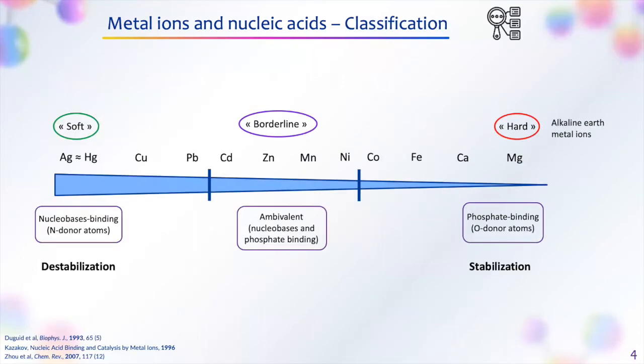To have a better idea of how metal ions interact with nucleic acids, here is a classification according to their preference for base over phosphate binding. To summarize, there are soft metal ions like silver or mercury that prefer N-donor atoms of nucleobases, leading to the destabilization of the DNA double helix. Whereas hard metal ions like magnesium prefer O-donor atoms like phosphate oxygens, resulting in DNA duplex stabilization. In between, there are borderline metal ions that have ambivalent properties on nucleobases and phosphates.